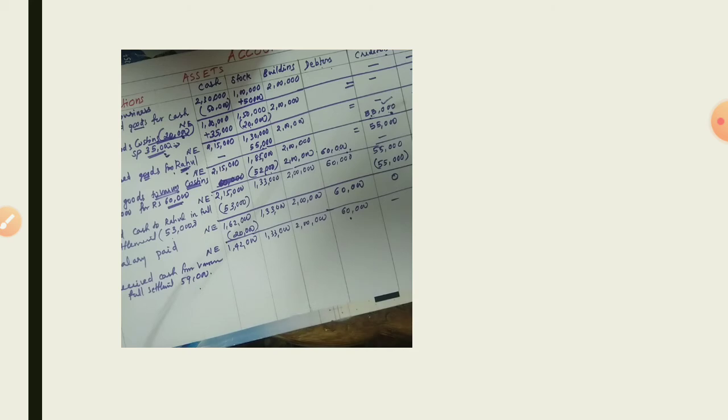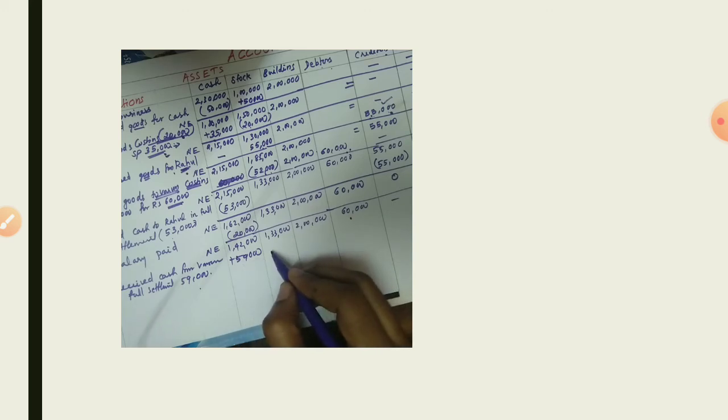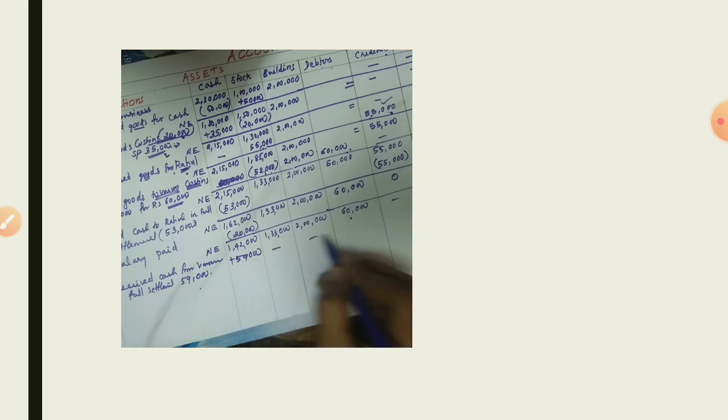So when we purchase, the business will get discount, and when we sell goods to customer, we will allow discount to them. When we allow discount, that discount is a loss for the business, but when we receive discount, that is a profit for the business. That is why we will add it with the capital. Now you see 59,000 received from Varun, so plus 59 in cash. Cash position increased. Here no change, here also no change.